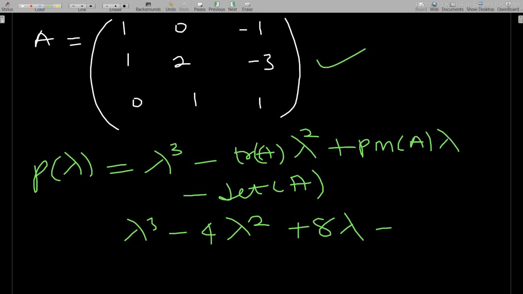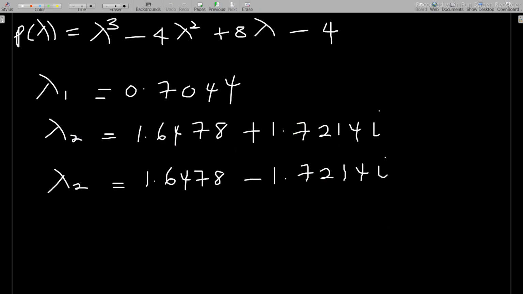Then minus the determinant of the matrix. You can use your calculator to find it. Let me check my book here. The determinant is 4, I think. I'll link a video on how to use the calculator for determinants in the description section. So this is what you have. You equate this whole thing to 0 and solve for lambda 1, lambda 2, lambda 3, and in solving, this is what you get for your eigenvalues.